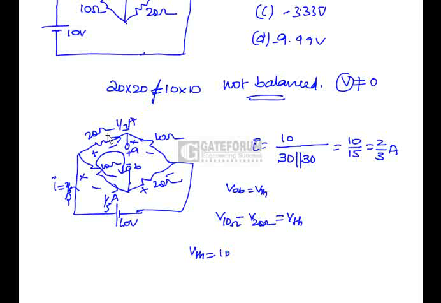Voltage across this 10 ohms is 10 into 1 by 3, minus voltage across 20 ohms is 20 into 1 by 3. So this is minus 10 by 3, which is minus 3.33 volts. Option C is correct.